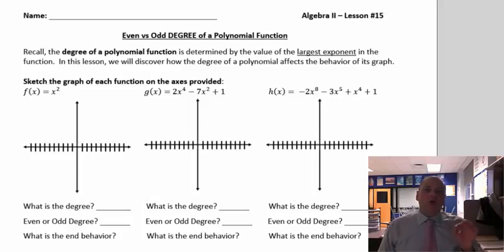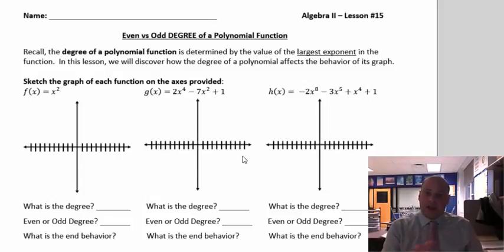In this lesson, we're going to look at the difference between polynomials that have an even degree and polynomials that have an odd degree. So what we're going to do is take a look at three graphs to start off: f of x, g of x, and h of x. You can see the three right there on the screen right now, and they're on your paper.